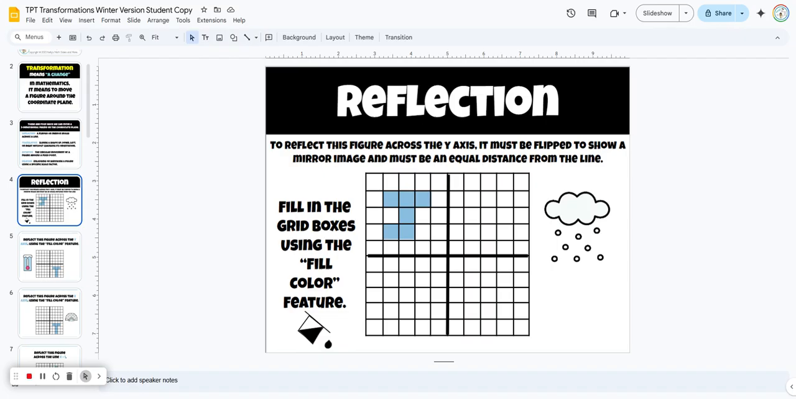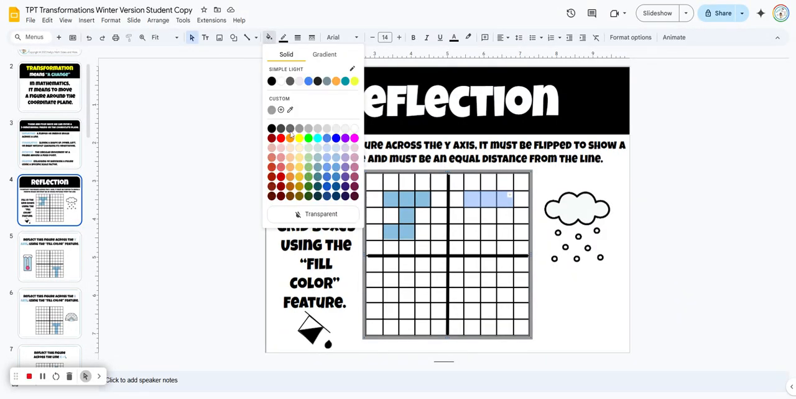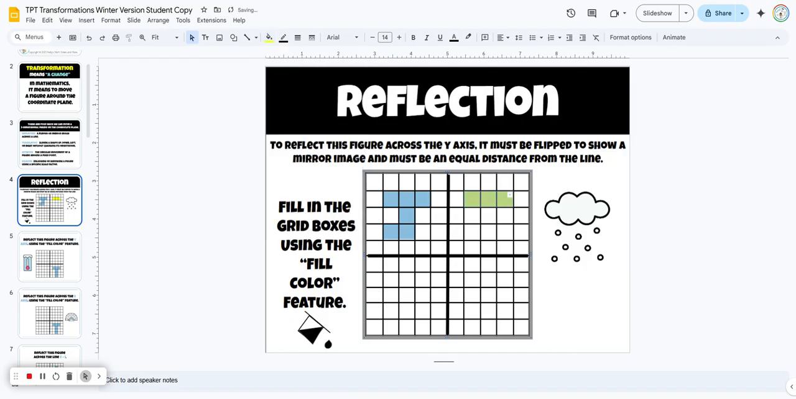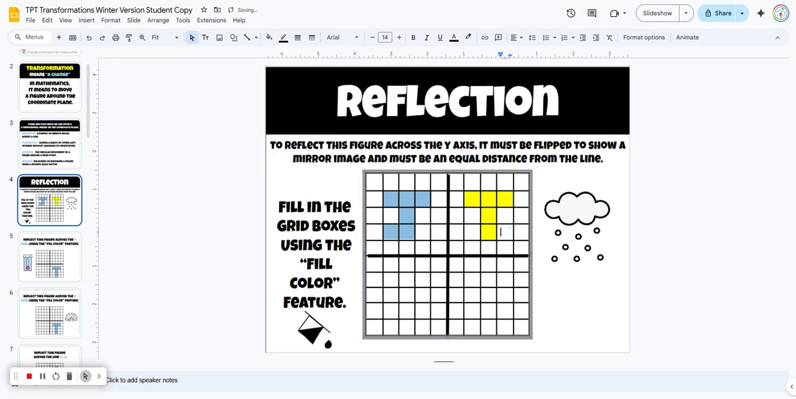So to show this figure reflected across the y-axis, it's going to be equal distance from the y-axis and a mirror image. So to color this in, they're just going to click and hold on one of the squares, scroll across until they have a rectangle shape. Then they come up to the fill color feature and they can choose any color they like. And they just continue until they've shown the entire figure.